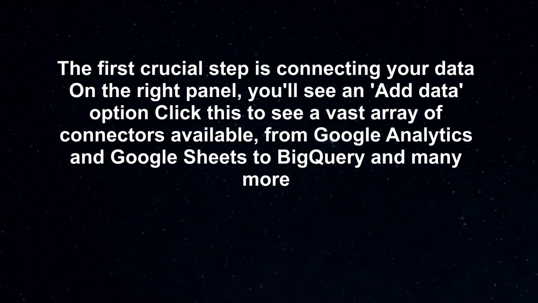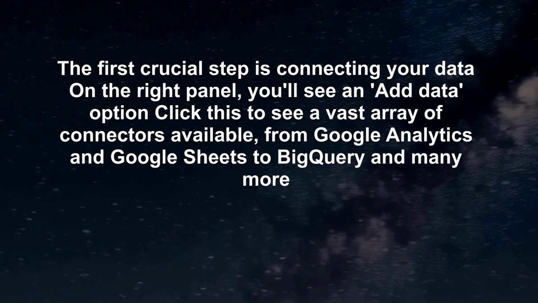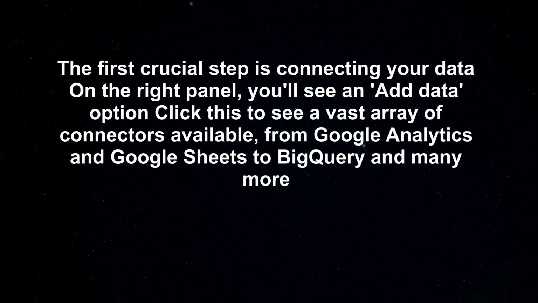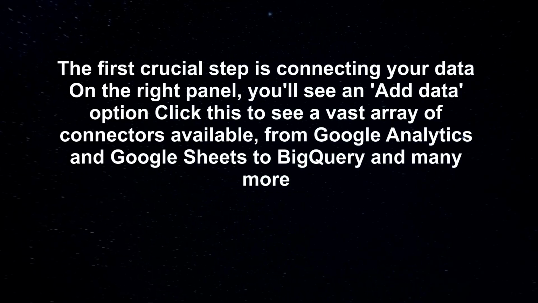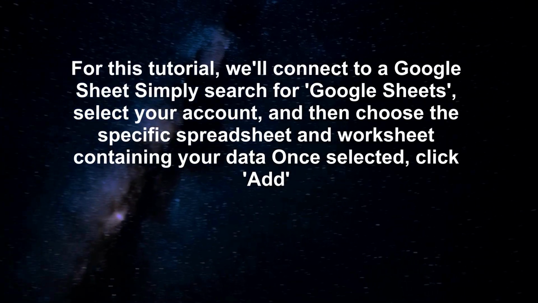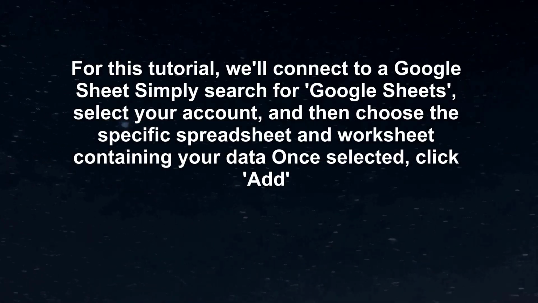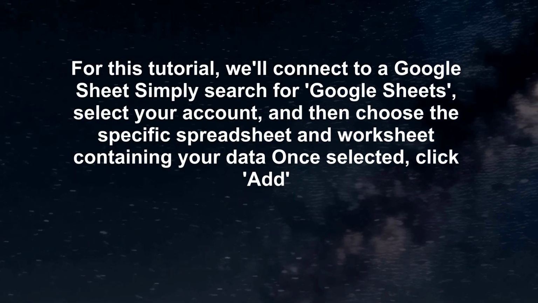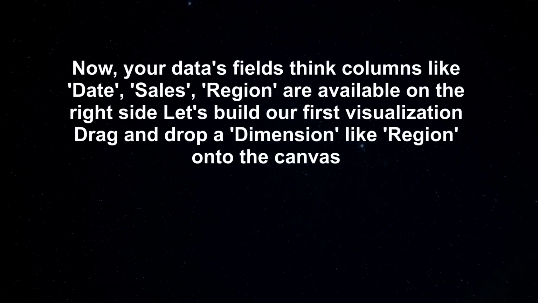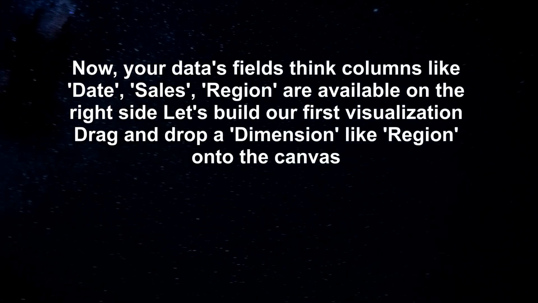The first crucial step is connecting your data. On the right panel, you'll see an Add Data option. Click this to see a vast array of connectors available, from Google Analytics and Google Sheets to BigQuery and many more. For this tutorial, we'll connect to a Google Sheet. Simply search for Google Sheets, select your account, and then choose the specific spreadsheet and worksheet containing your data. Once selected, click Add. Now, your data fields, think columns like date, sales, region, are available on the right side.